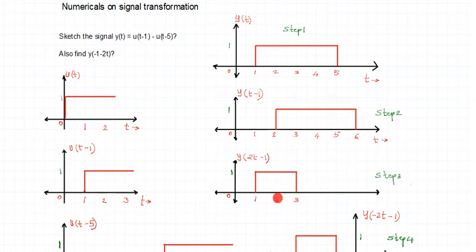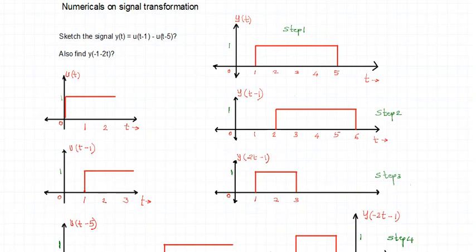So we now understood that when we do the scaling, the starting instant is 1, the ending instant is 3. So simply draw your signal in the new time instance 1 to 3. When you draw it, you observe that what you have obtained is the compressed signal. So scaling has resulted in compression of the signal here.